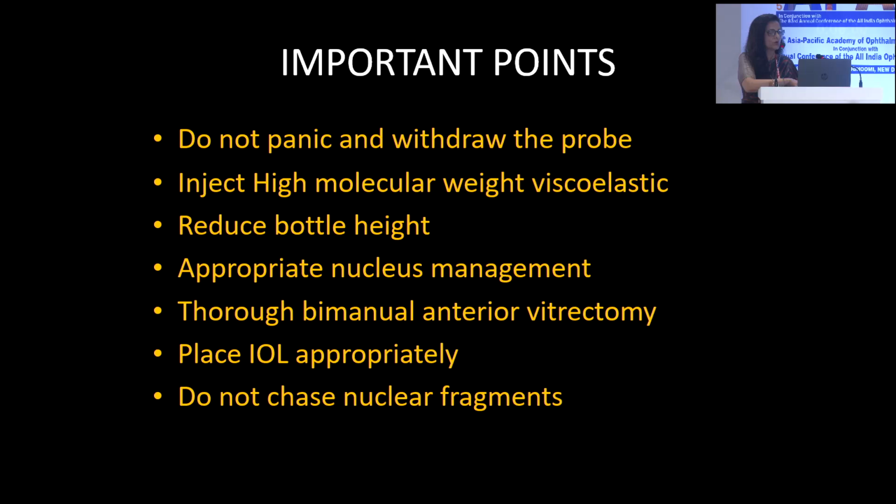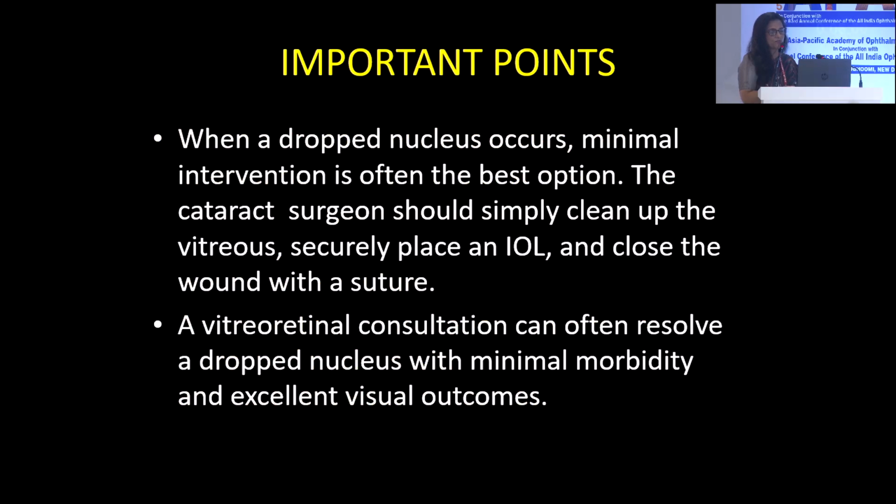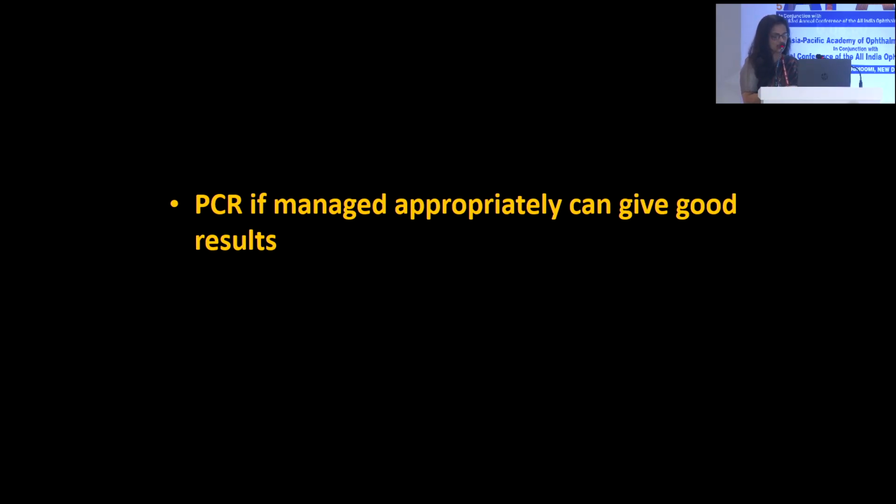So to conclude, the important points are, firstly, not to panic: withdraw the probe, inject high molecular weight viscoelastic, reduce the bottle height, manage the nucleus appropriately, do a bimanual anterior vitrectomy, and place the IOL appropriately if you feel it is stable. Most important, do not chase the nuclear fragments. Whenever there's a dropped nucleus, minimal intervention is the best option. Simply clean up the vitreous, place an IOL if possible, suture the wound. A vitreoretinal consultation can always resolve a dropped nucleus with minimal morbidity and excellent visual outcomes.